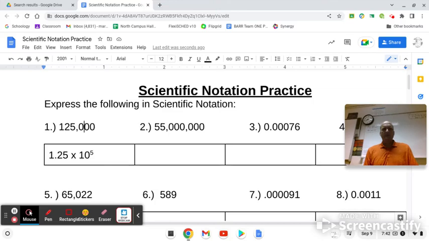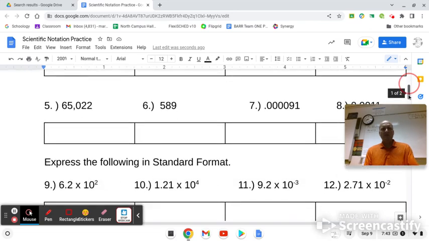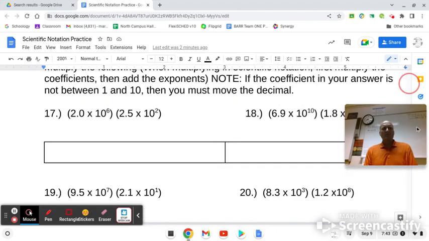All right, scientific notation. In science, we have really big numbers and really small. So instead of writing all the zeros, we can write the same number in scientific notation. Now, on this assignment, we're going to go from standard format to scientific notation. We'll go back again, so these numbers will go from scientific notation to standard format. And then we'll multiply and divide.